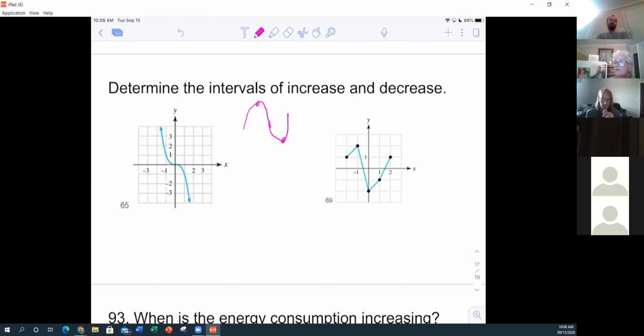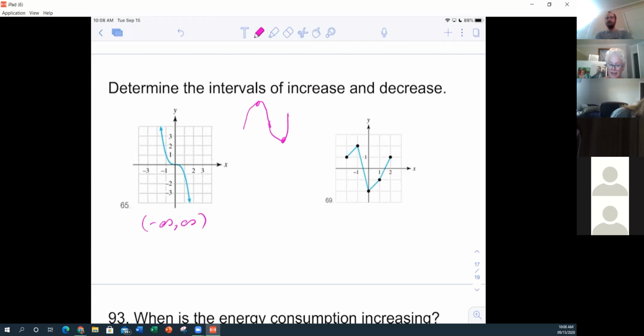So what is the interval here? Can anyone tell me what the interval is? -infinity to +infinity. That's exactly right. If you took it like it was a rubber band and stretched it horizontally, it would go from -infinity to +infinity.